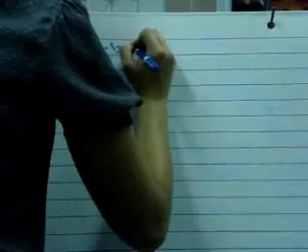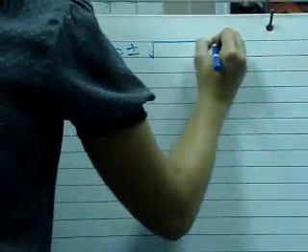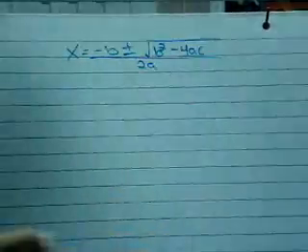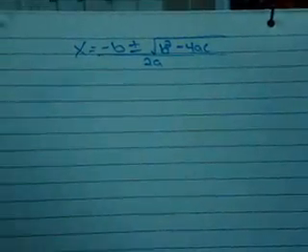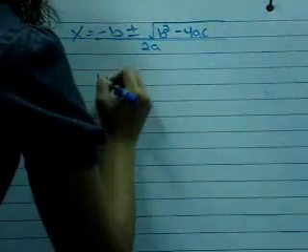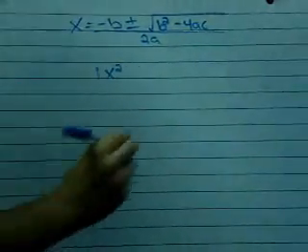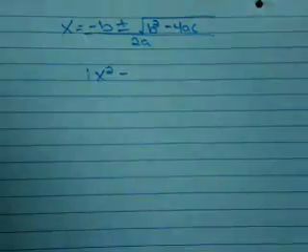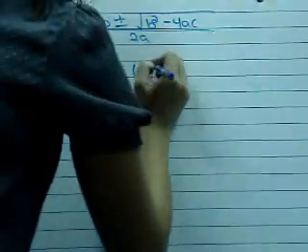Now we're going to be doing a few problems using the quadratic formula. The quadratic formula is negative b plus or minus the square root of b squared minus 4ac, over 2a. And we will be plugging the following equation into the formula to get our answer.